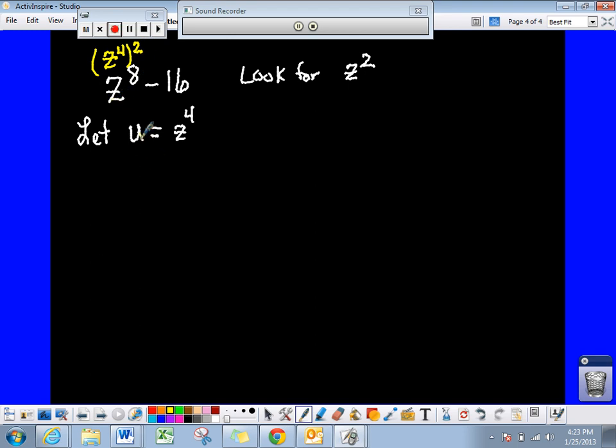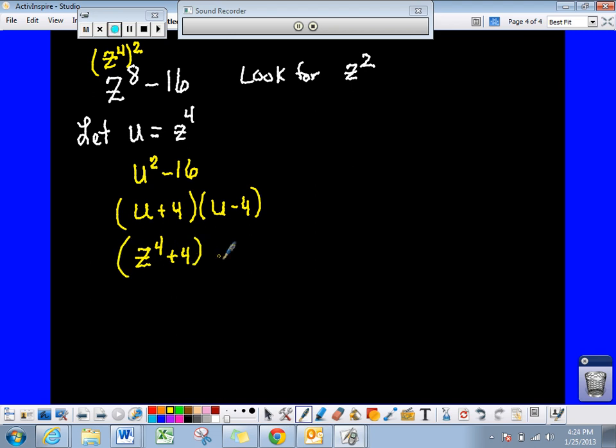So we're going to let u equal z to the fourth. So now we end up with z to the fourth, and that's squared. So we get u squared minus 16, and you can easily do this. So this is u plus 4 times u minus 4. Remember, it doesn't matter which way you put those in, as long as you have them with the correct sign next to them. So now we're going to go back in and substitute u, and u was z to the fourth. So this is z to the fourth plus 4 times z to the fourth minus 4.